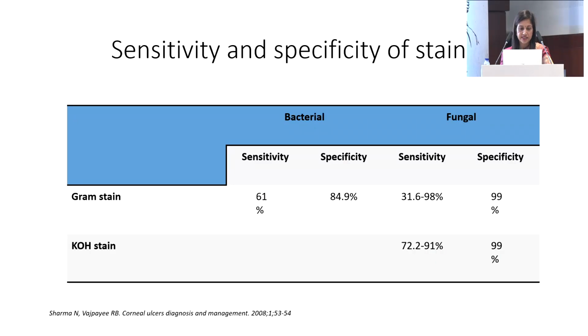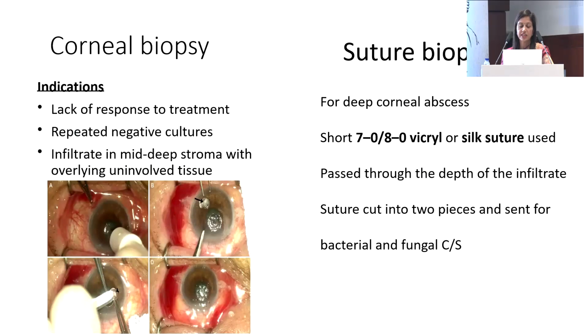needs special equipment. As for sensitivity and specificity, Gram staining sensitivity is 32 to 98% and specificity is 99%. KOH stain sensitivity is 72 to 91% and specificity 99%. And if we are not able to diagnose with these, then we can take a corneal biopsy, especially if the ulcer is very deep. If the ulcer is very deep, a corneal abscess with intact epithelium, then we can just pass a silk suture, taking a very small fragment, and then cut that fragment into 2 pieces and send the 2 fragments for fungal and bacterial culture and sensitivity.